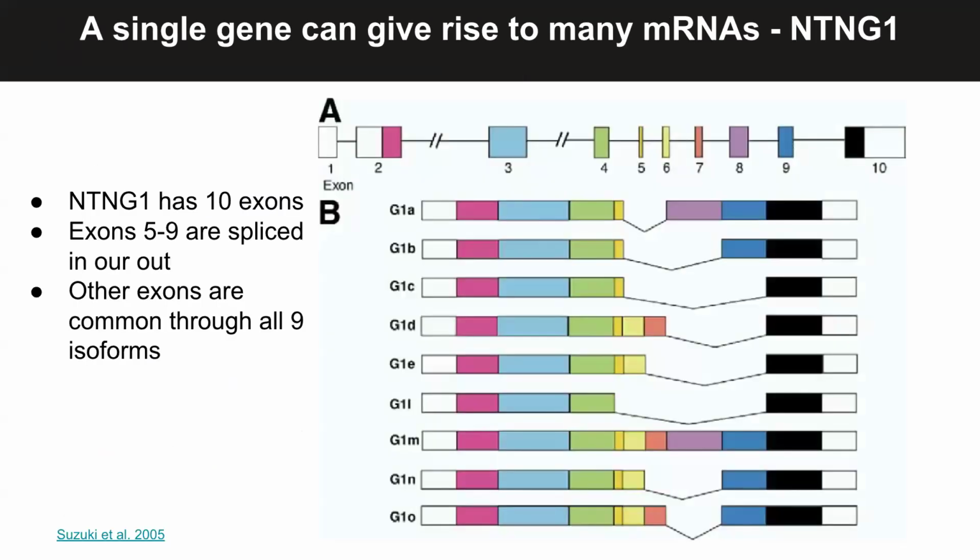Okay, so the other example is of NTNG, which has 10 exons. Exons 5 or 9 are spliced in and out. The remaining 4 are constant. It leads to 9 different kinds of isoforms. One technical thing I forgot to mention is that what you're looking at here are 10 different isoforms of the same gene. People call it differently, but isoform is the canonical way of calling it. You can also think of this as 10 different transcripts coming from the same gene.